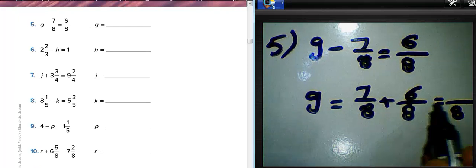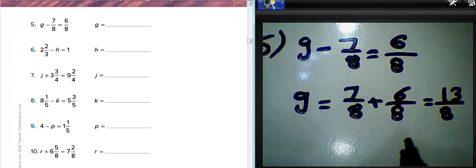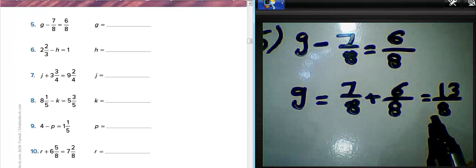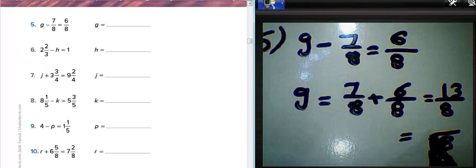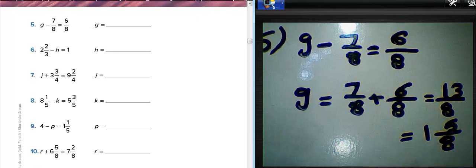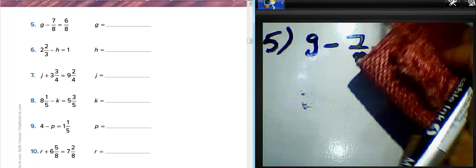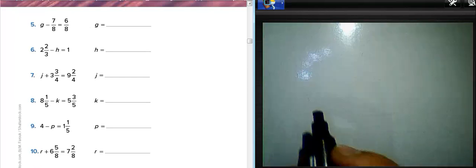Alright, 8 in the denominator, and 6 plus 7 equals 13. 13 over 8 is an improper fraction, so we must convert from improper to mixed number. Write 8 in the denominator, and we know 1 times 8 equals 8 and the remainder will be 5. 1 times 8 equals 8, plus 5 equals 13. Okay, understood? Okay, my students. Question number 6.